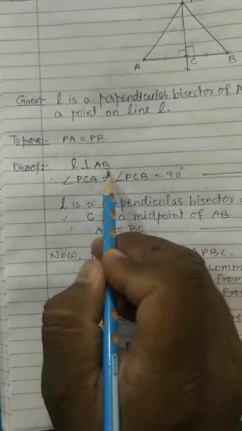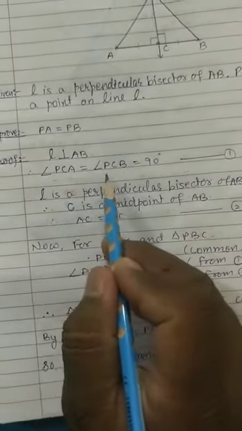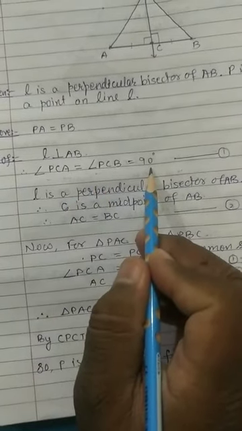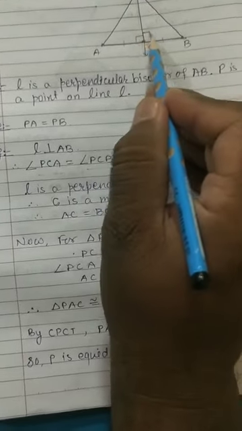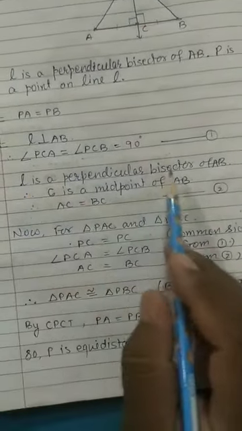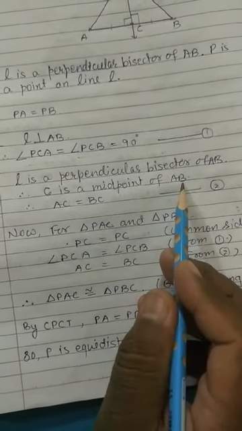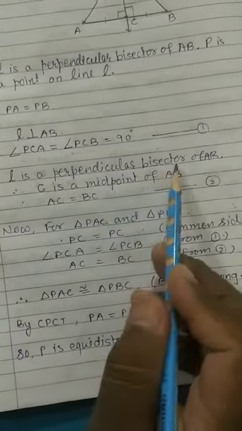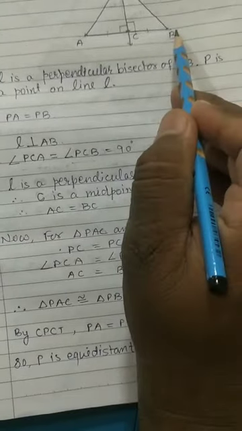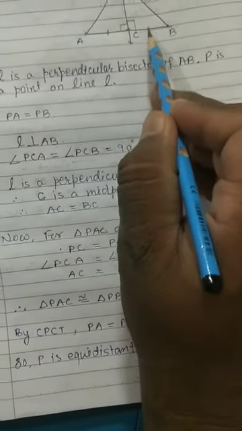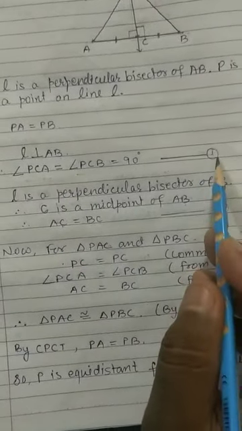L is perpendicular to AB. What is the meaning of that? That is, angle PCA and angle PCB are both equal and both are of 90 degrees. This and this, right? Now L is a perpendicular bisector of AB, so we can say C is a midpoint of AB. So we can also say AC is equal to BC here. That is our result number 2, and this one is result number 1.